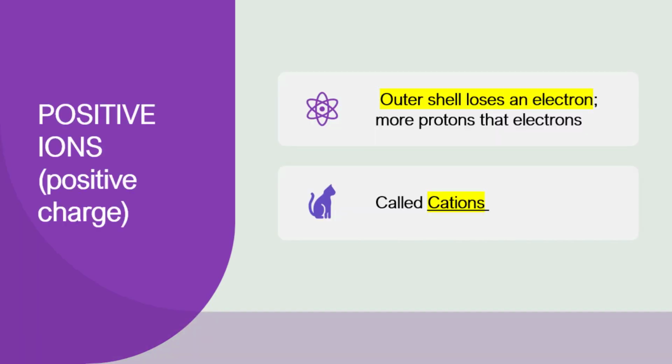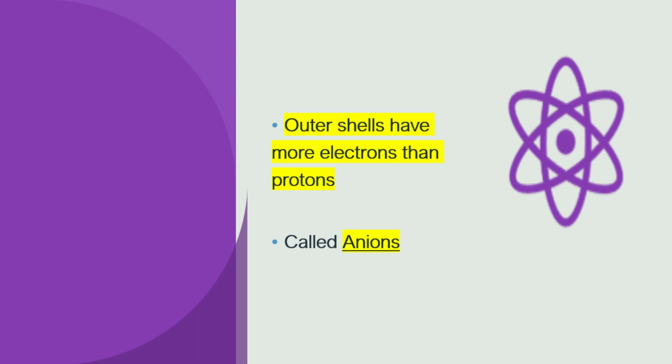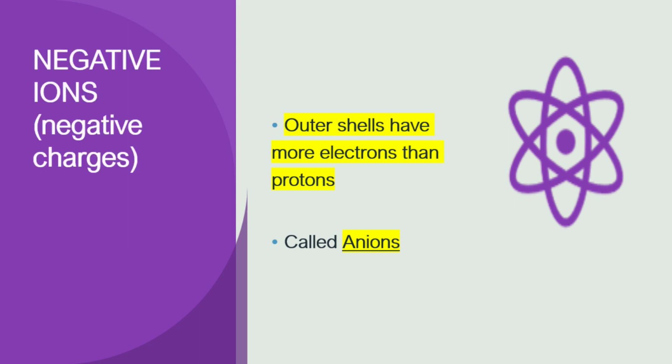Positive ions have a positive charge: electrolytes whose outer shell has lost an electron, meaning there are more protons in the nucleus than electrons in the outermost shell. These are called cations. Negative ions have a negative charge. The outer shells have more electrons than protons in the nucleus. These are called anions.